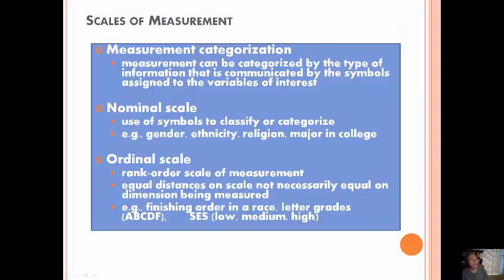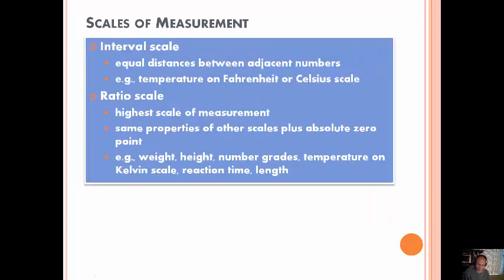When we categorize measurement, again, those can be categorized relative to how we're communicating that information. And this is just basically a repeat of what I already said. The nominal scale: symbols, classifications, categorization. Ordinal scale, rank orders, equal distances on a scale, not necessarily equal on a dimension being measured. The interval scale, equal distances between adjacent numbers, and the ratio scale, which is the highest scale of measurement. And it has the same properties as other scales, except, of course, that there is an absolute 0 point.